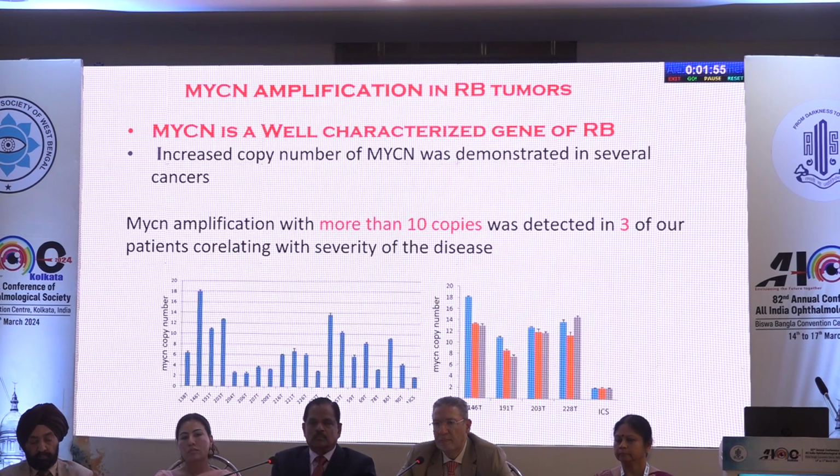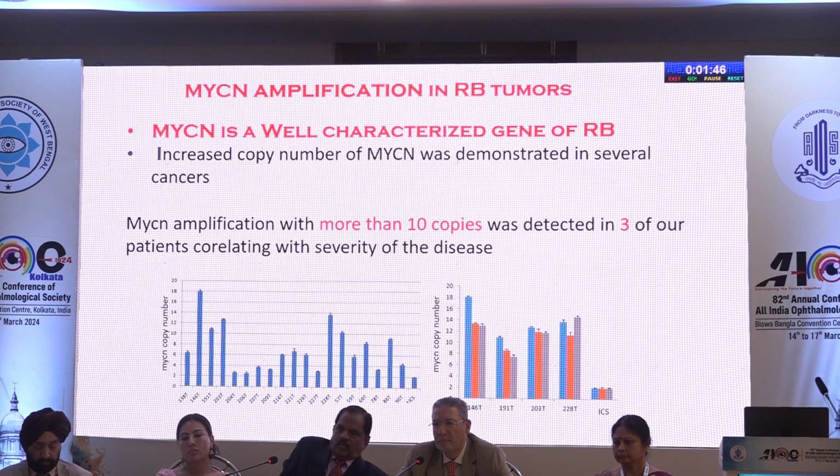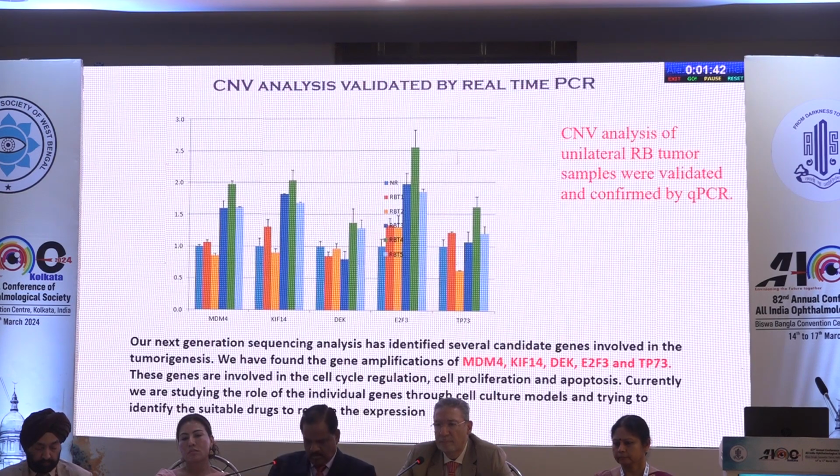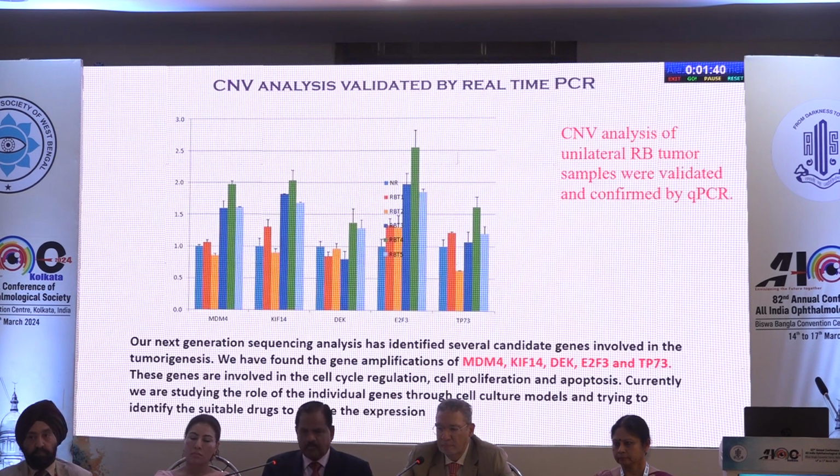MYCN is a well-characterized gene of RB. Increased copy number of MYCN was demonstrated in several cancers. MYCN amplification with more than 10 copies was detected in 3 of our patients, correlating with the severity of the disease. CNV analysis of unilateral RB tumor samples was validated and confirmed by qPCR.